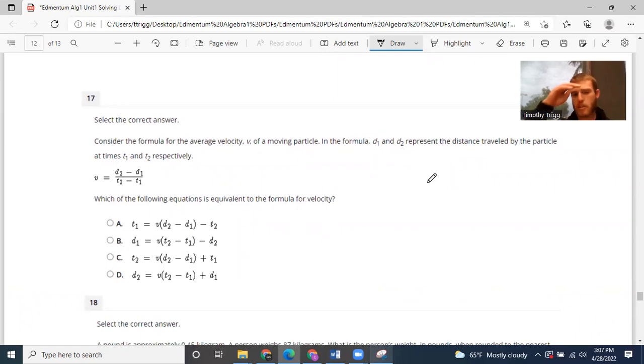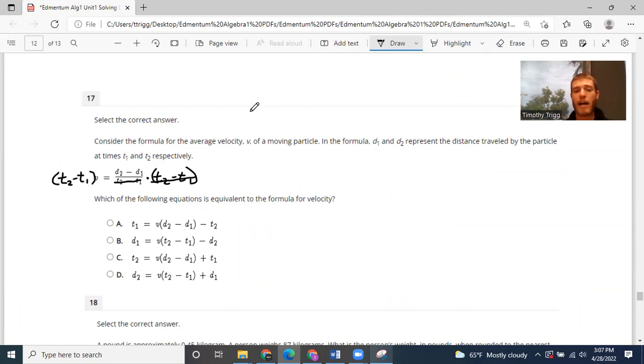Okay, we did one very similar to this before. Which of the following equations is equivalent to the formula for velocity? So here we have a lot of subscripts. You just read this as velocity equals d sub 2 minus d sub 1 divided by t sub 2 minus t sub 1. Now my first step will be to multiply by that denominator, t sub 2 minus t sub 1. That cancels with this one's denominator, but that means you need to multiply it on the other side as well. T sub 2 minus t sub 1.